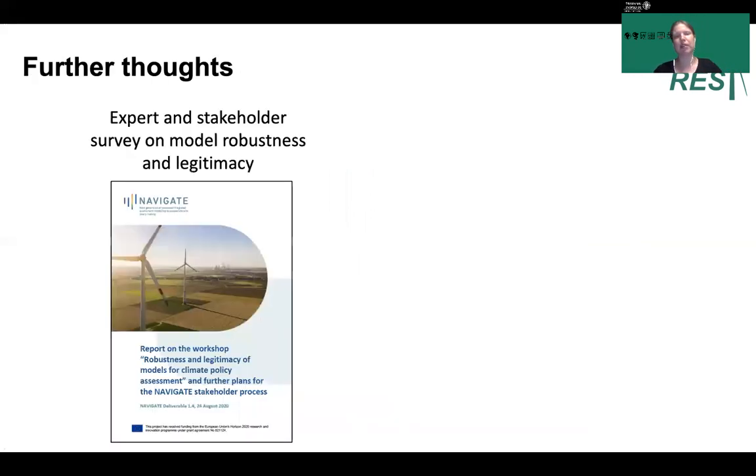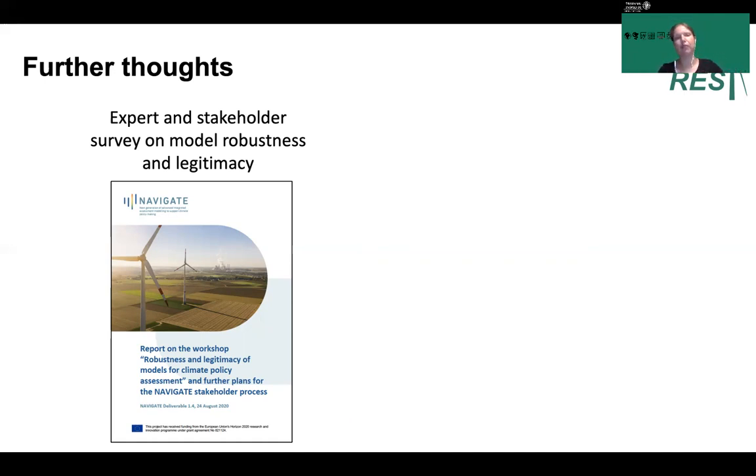since this is the Engage capacity building session, I would like to draw your attention to two other products from the Navigate project. So Navigate is in a way a sister project of Engage. And just last year, we had this workshop of experts and stakeholders on model robustness and legitimacy, and that also included a survey on what is important, what methods are available when it comes to improving robustness of models. And the answers of both experts as well as stakeholders, so meaning intended users and policy and so on. If you look either on our website or just Google with this name, you will find the report publicly available online. And you can look up this survey data in that report.